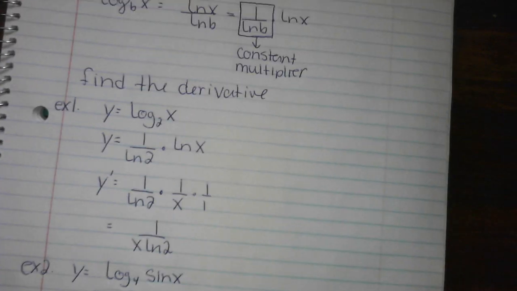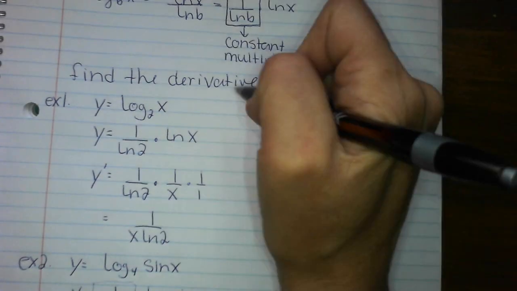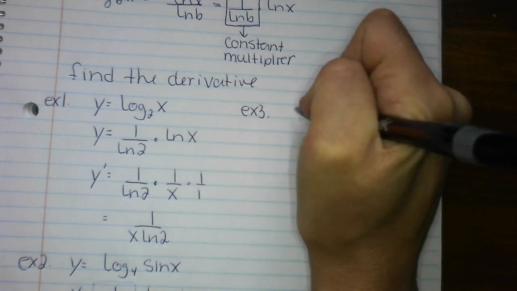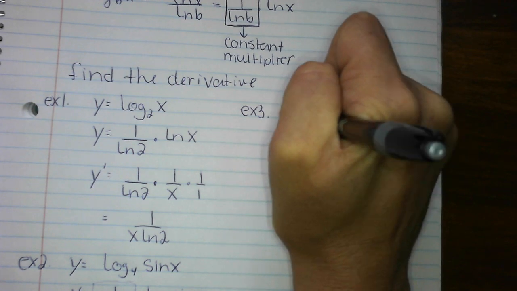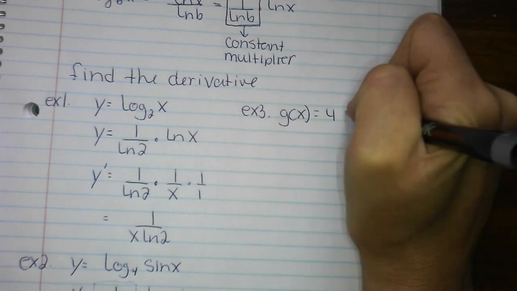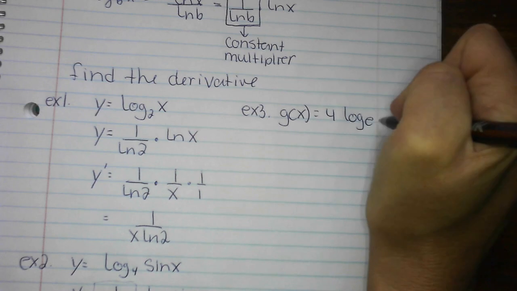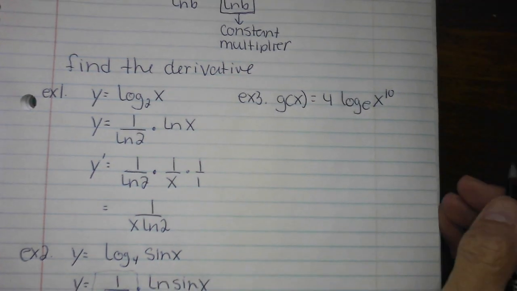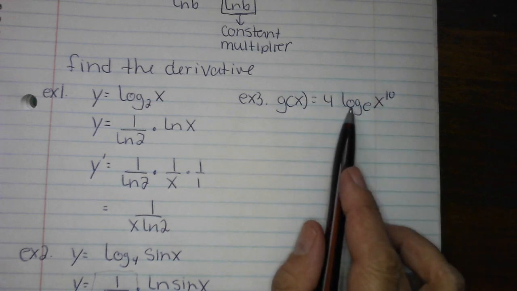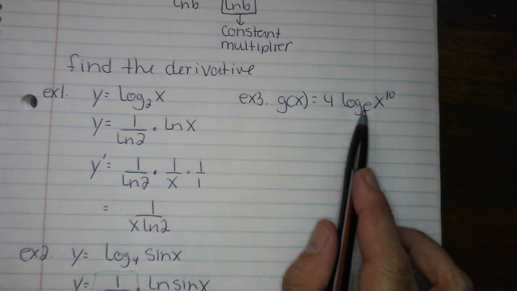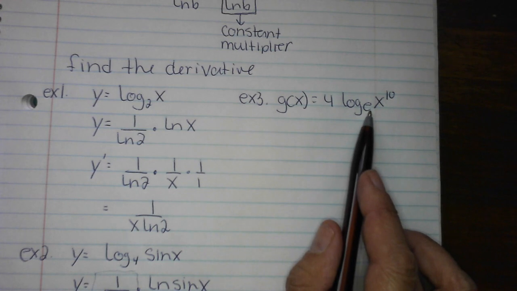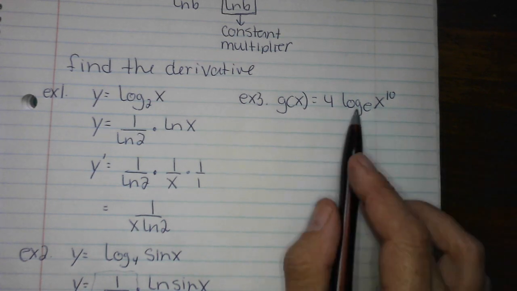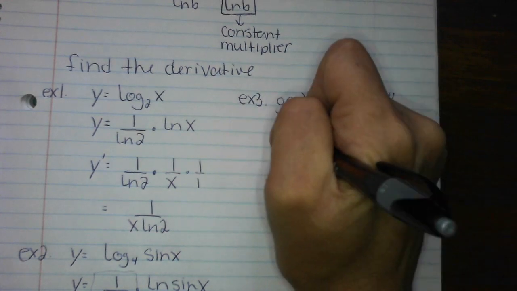Okay, number 3. g of x equals 4 log base e of x to the 10th. Well, take a look at what I did here, or the author's going to do it to you. Log base e, that's just the unconventional way to say ln. So I don't have to use the change of base. It's already in base e.